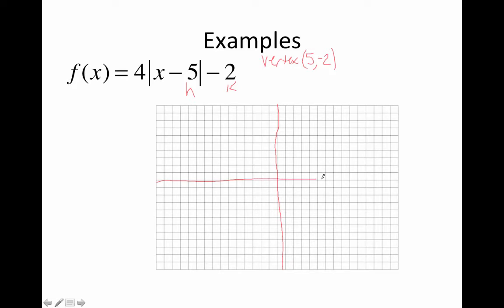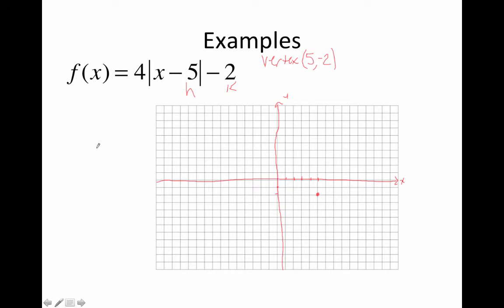Here are our x and y axes. So now at 5, 1, 2, 3, 4, 5, negative 2, I have my vertex, so there's my first point. Now I need to pick something a little bit to the left of 5, so a little bit smaller than 5, and plug it into the function.